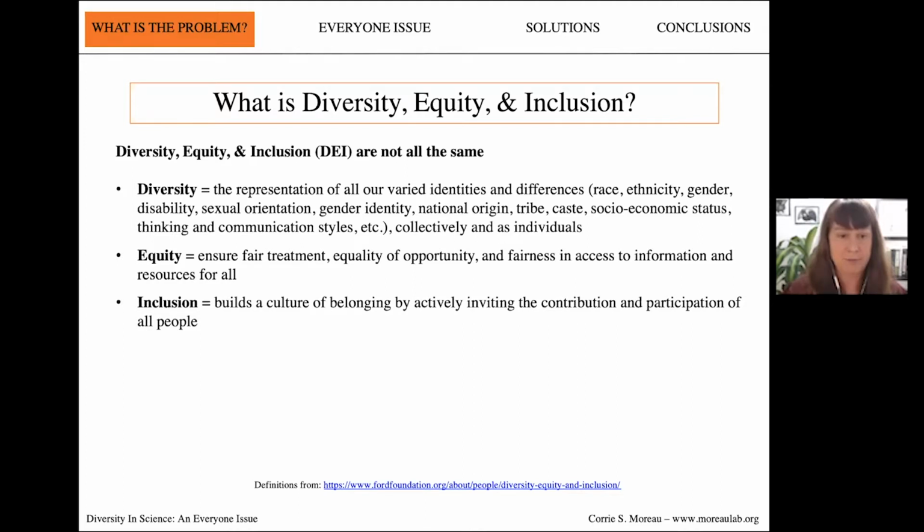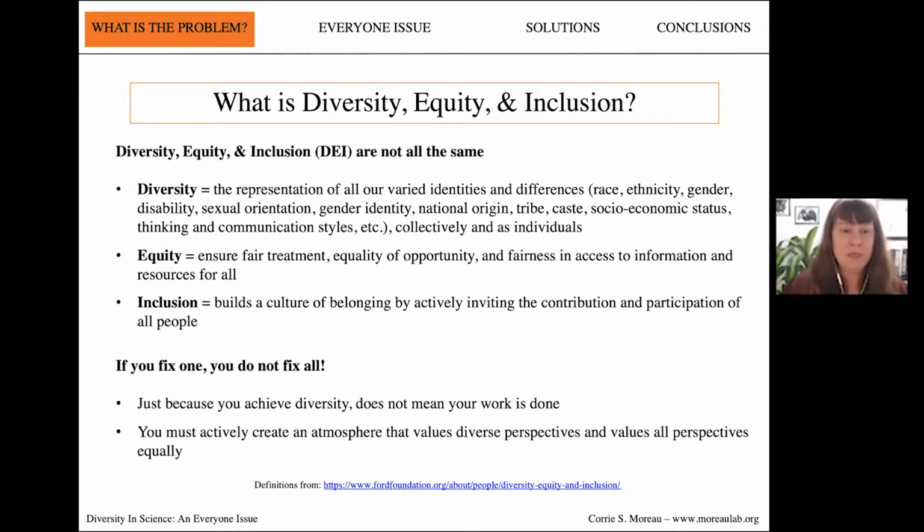Now, one thing I think is a misconception is that people often think that if you fix one, you fix all. So if you hit some kind of diversity metric, it doesn't mean that your work is done. Just because you now have some amount of diversity in your community or in your department, it doesn't mean that you actually have equity or inclusion. And so you have to actively work to make sure that you provide an atmosphere in which these different perspectives and values are actually welcome and encouraged.